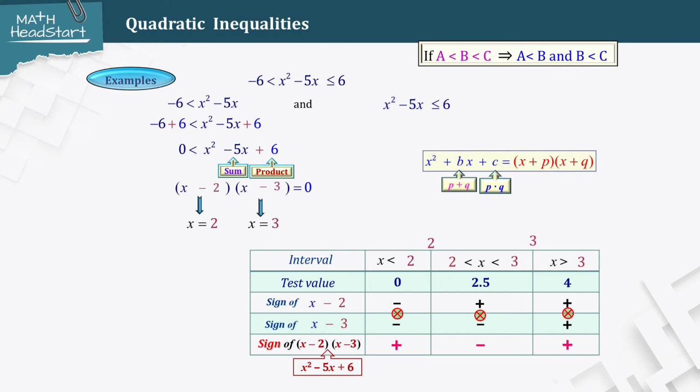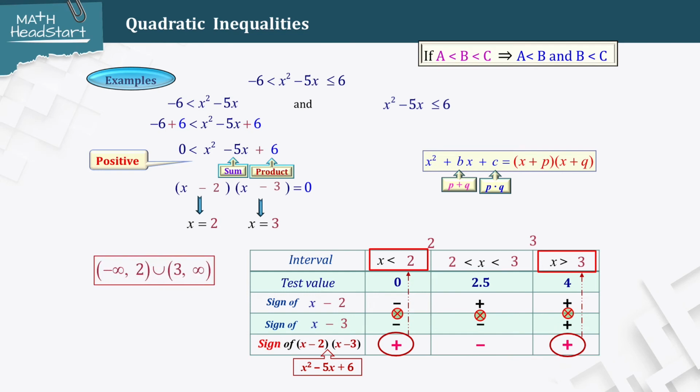Now we have found the sign of the quadratic expression for each interval. The question asks to find the positive region. So the inequality is positive for x less than 2 or greater than 3. So the solution in interval notation for the first part is as shown, the union of two regions. Set this aside and we solve the second one next.